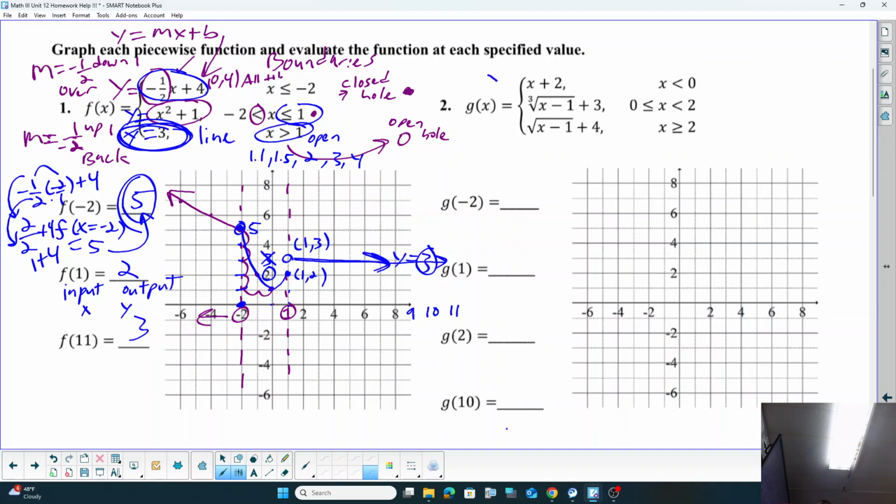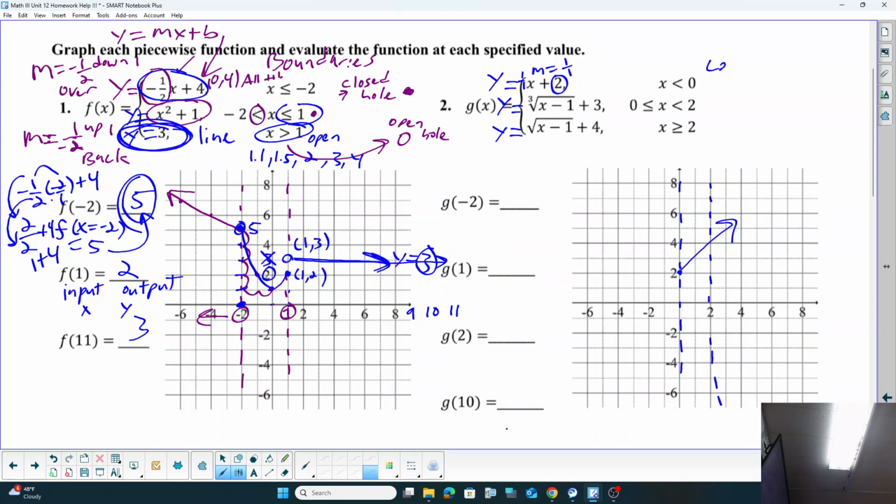Okay, each of these is an equation on its own, and it's being pieced together. So try number 2 on your own. We have boundaries at 0 and +2. So we have a line, y equals x plus 2. Our slope is 1/1, and our y-intercept is 2. So here's our y-intercept, and then our slope is over 1, up 1, over 1, up 1, which goes in this direction.